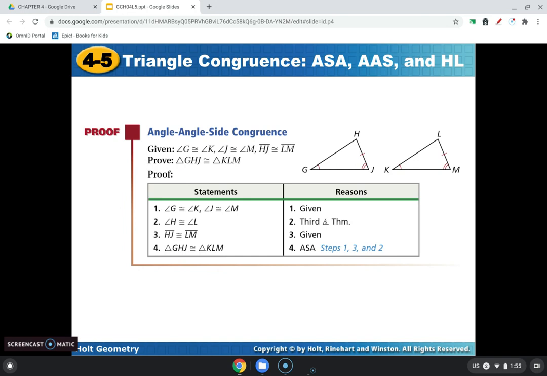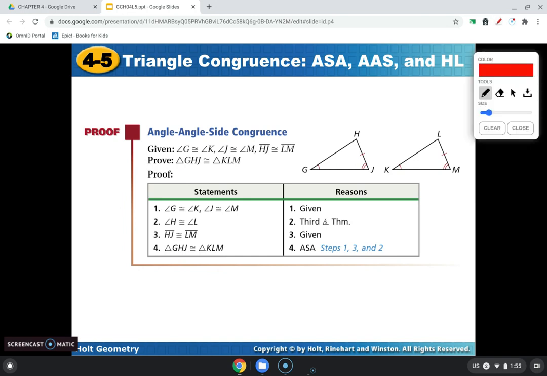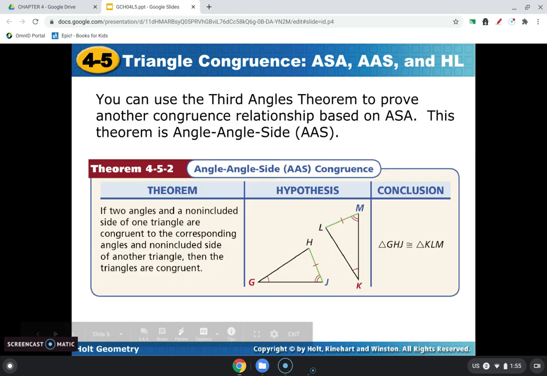Angle, side, angle with the third angle theorem, you can use angle, angle, side as well, because if you know that G and J are the same, then we know that H and L are the same. So angle, side, angle also works. If you have angle, side, angle, you also have angle, angle, side. Okay, so that's our next one.